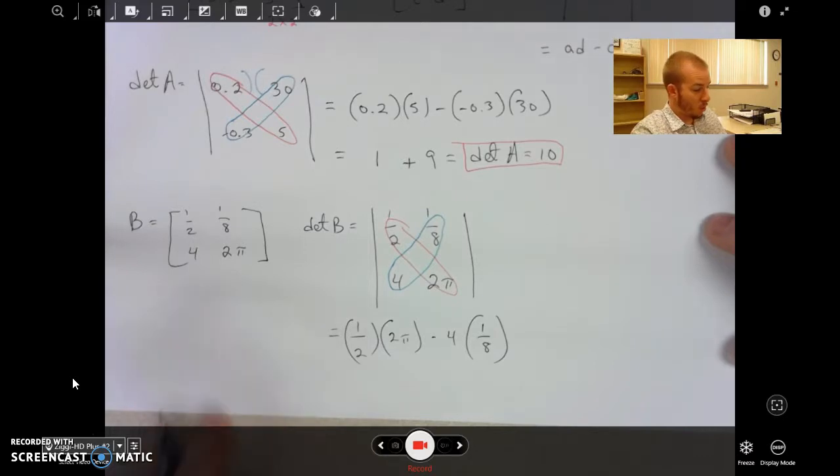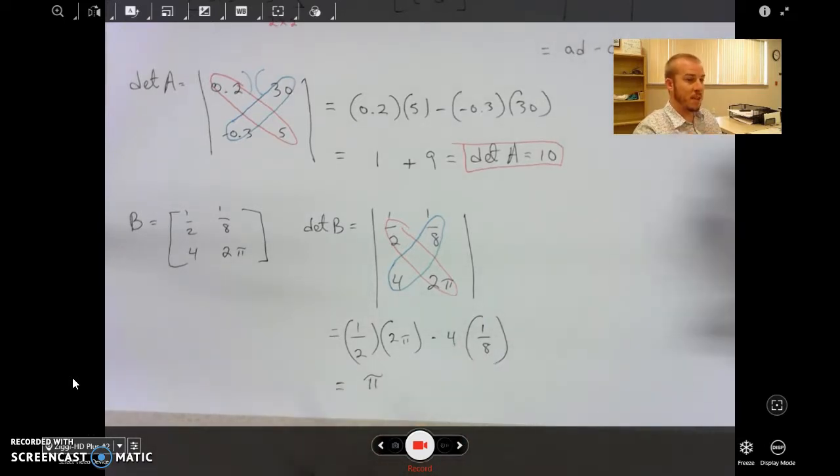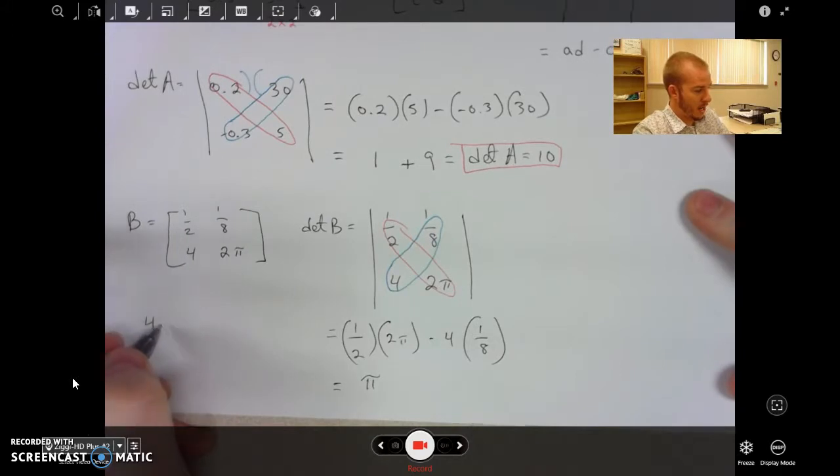Okay, well, what is 1/2 times 2 pi? It's half of 2 pi, which is just pi. And then minus 4 times 1/8. Now, some of you are probably sitting there thinking, Mr. Blair, I do not remember how to multiply fractions. Well, here's a quick little review. Here we have 4 times 1/8. Well, 4 can be written as 4 over 1. So 4 over 1 times 1 over 8.